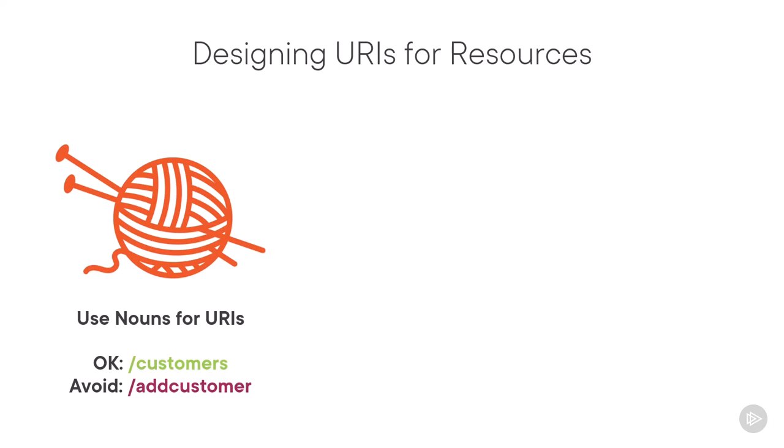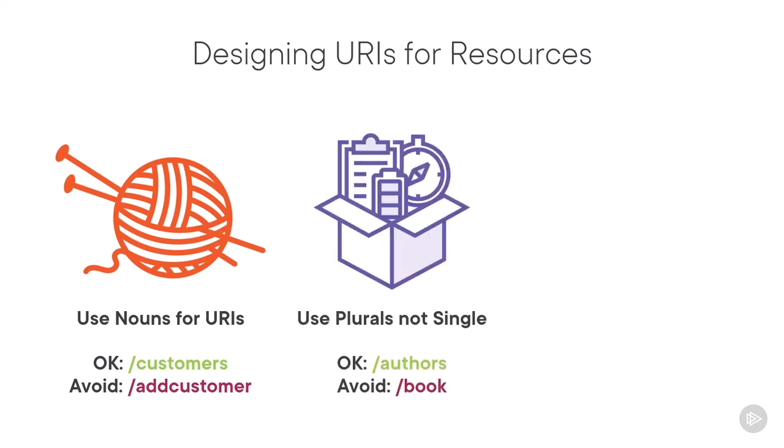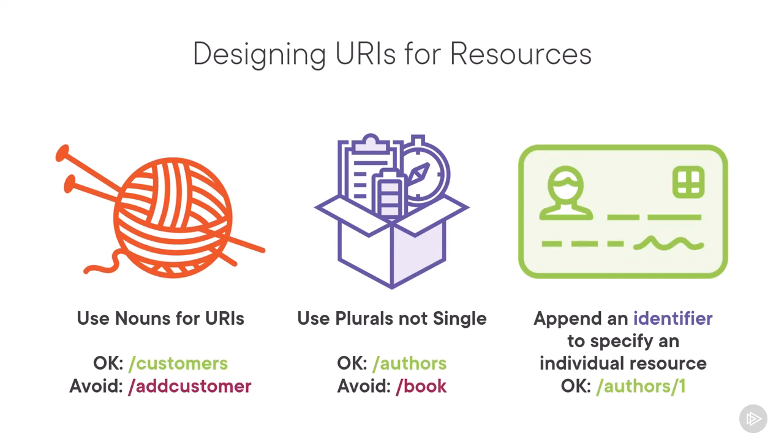Of course, a group of things can also be a resource, and since most web APIs expose more than one of most kinds of resources, the convention is to use plural nouns for almost every case. In order to specify a particular resource out of a collection of them, the specific identifier should be appended to the URI, usually separated by a /.